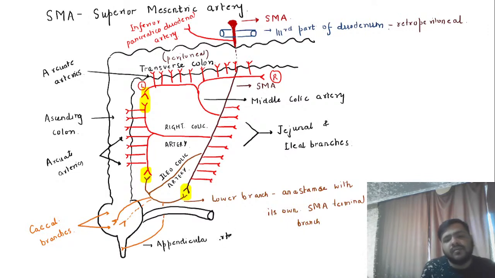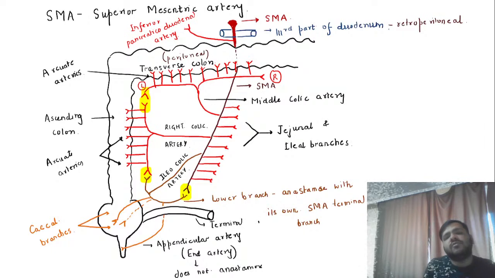Appendicular artery. And remember, it is an end artery beta. It is an end artery, means ये आर्टरी किसी के साथ एनास्टमोस नहीं करती, ठीक है। एंड आर्टरी का मतलब होता है it does not anastomose. And remember that this is the terminal ileum that I have drawn.